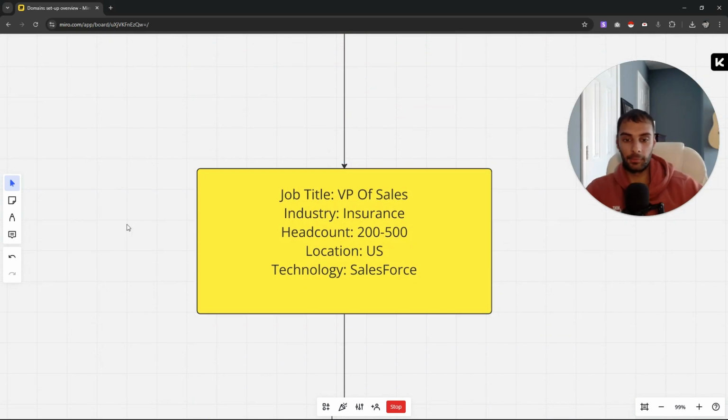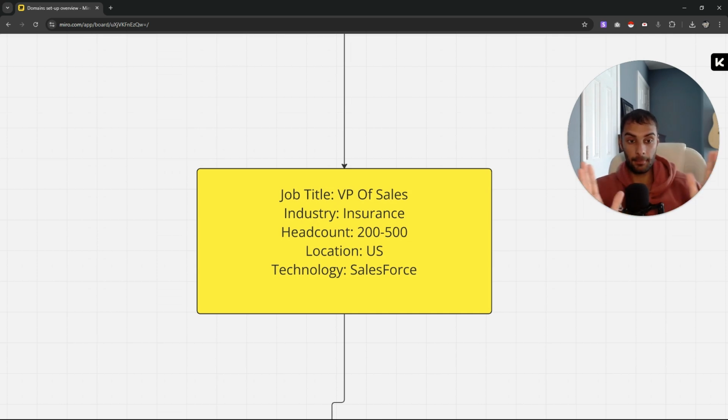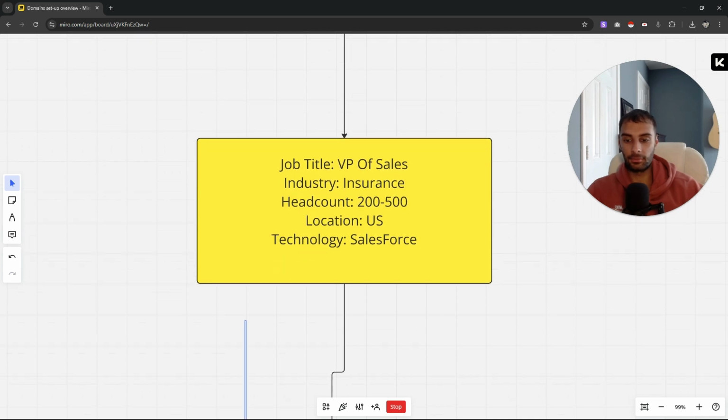So yeah, here's another example. Let's say it's VP of sales at insurance companies with 200 to 500 employees in the U.S. that are using the technology Salesforce. So this specific persona is very, very narrow versus, let's say, if you were to do VP of sales at all U.S. companies that have over 200 employees, right? That would be very broad, but this is very narrow, and you're writing to one specific avatar, one specific type of person, and it might shrink your lead list, but it will make your script writing process a lot easier and better because again, you know exactly what pain points to have and what desires to have.